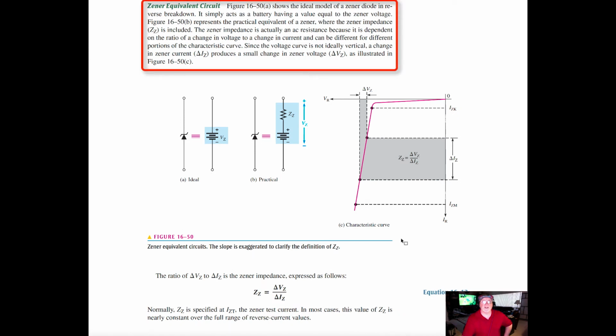Referring to the figures below, figure A shows the ideal model of a Zener diode in reverse breakdown. It simply acts as a battery having a value equal to the Zener voltage. Figure B represents the practical equivalent of a Zener, where the Zener impedance Z_Z is included. The Zener impedance is actually an AC resistance because it's dependent on the ratio of a change in voltage to a change in current, and can be different for different portions of the characteristic curve.